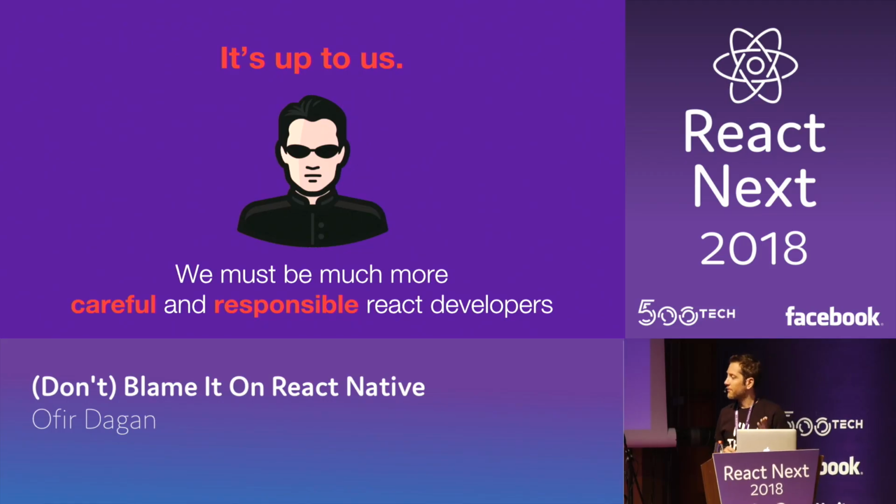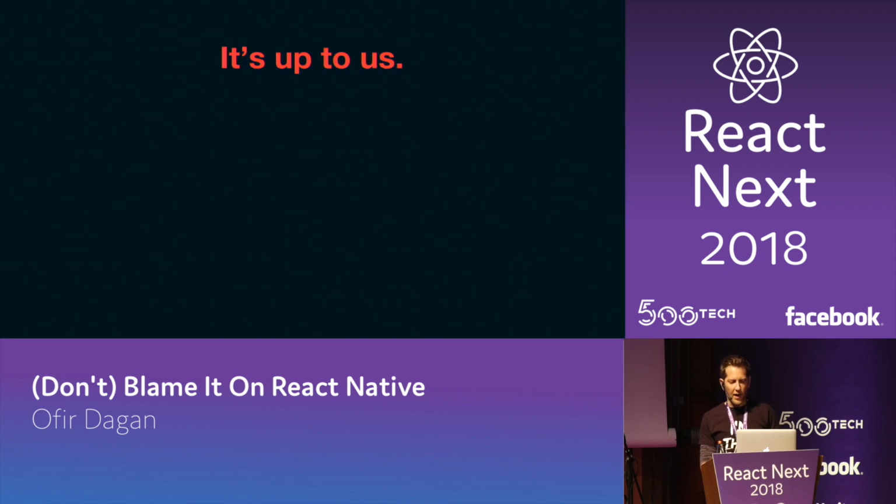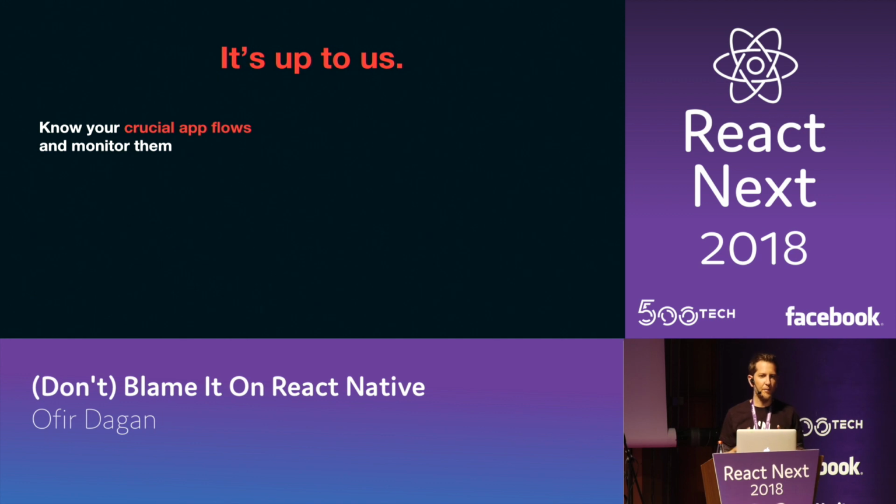So it's up to us as React Native developers. We can't just use the regular paradigms of React, and we need to be much more careful and responsible React developers. Most of the things I said here, if you do them on the web, you won't see any effect. But on React Native, you will. You can start by knowing your crucial app flows and monitoring them. It doesn't matter how you monitor your app, just make sure you monitor your crucial flows, and whenever the performance starts to get worse, you will get notified.